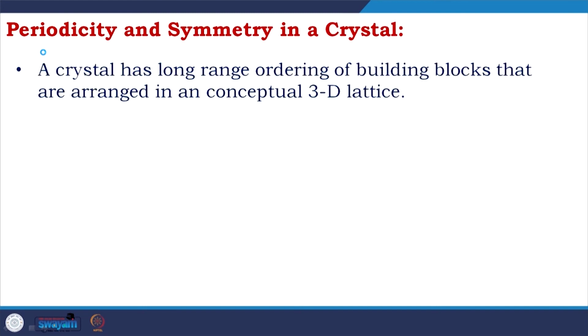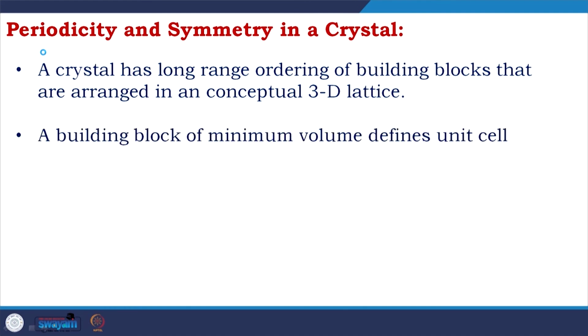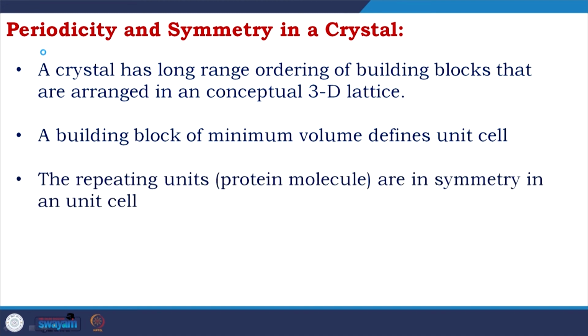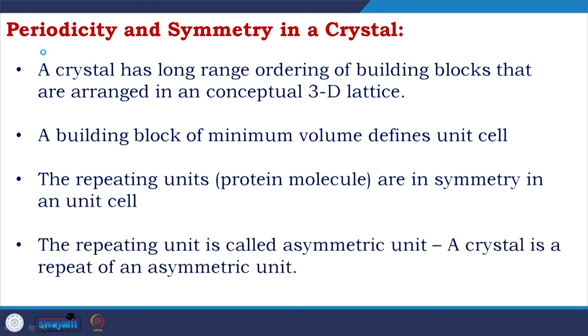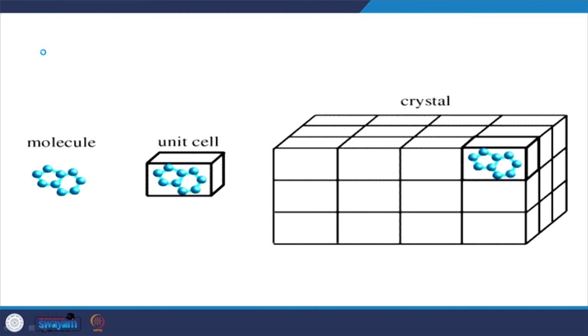Periodicity and symmetry in a crystal. A crystal has long range ordering of building blocks that are arranged in a conceptual 3D lattice. A building block of minimum volume defines the unit cell. The repeating units, protein molecules, are in symmetry in a unit cell. The repeating unit is called the asymmetric unit. A crystal is a repeat of an asymmetric unit. So, if you see, you have a small molecule or a protein molecule. This protein molecule might be present as one in the unit cell, two or many.